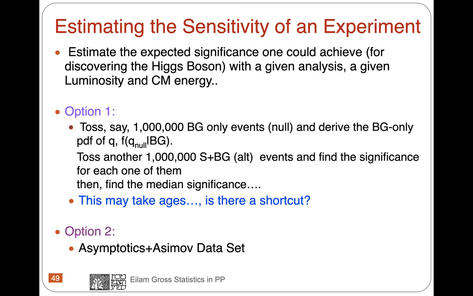Option one will take a lot of time. You toss, for example, 1 million background-only events. You get the distribution of the null hypothesis under the background. You toss another 1 million signal-plus-background experiments to get the orange curve. And now, for each of the signal experiments, you find the significance, take the median of this, and this is your prediction. This may take ages. But there is a shortcut. It's called the Asimov data set.